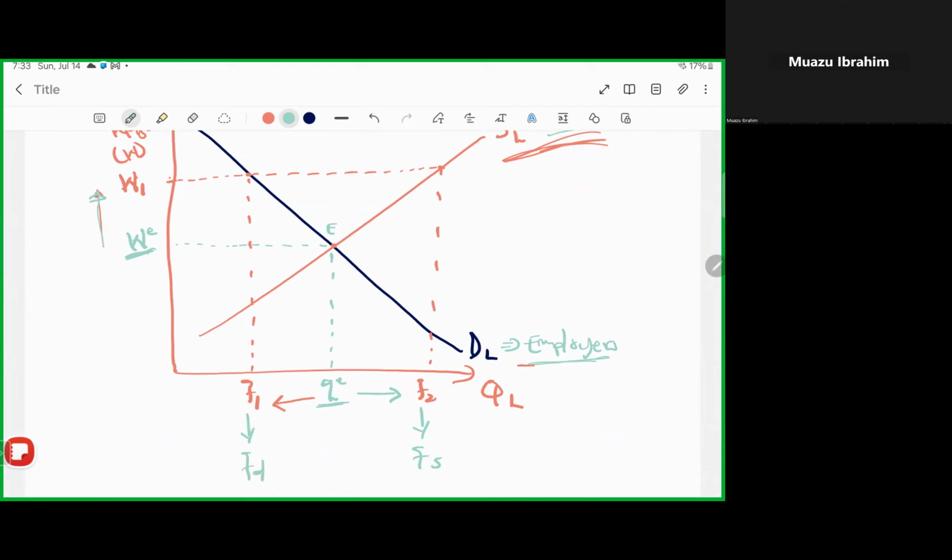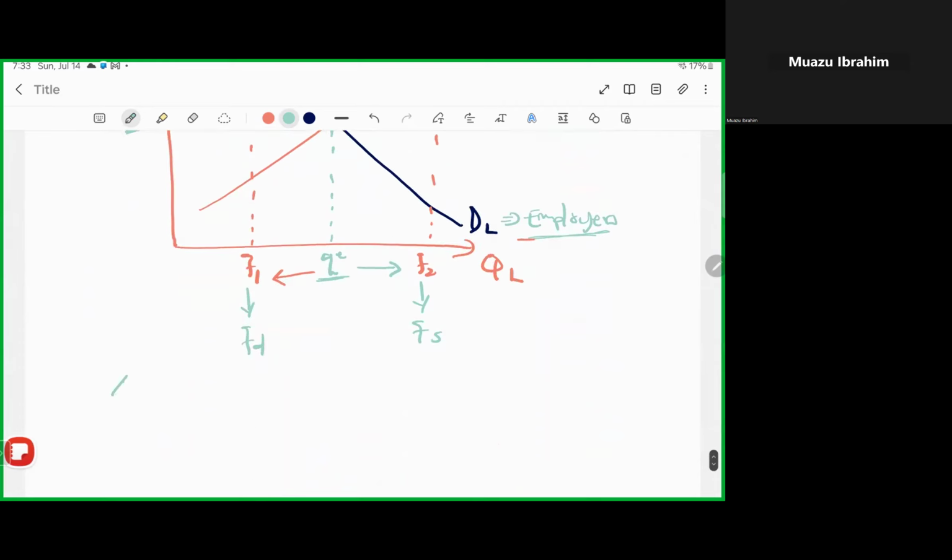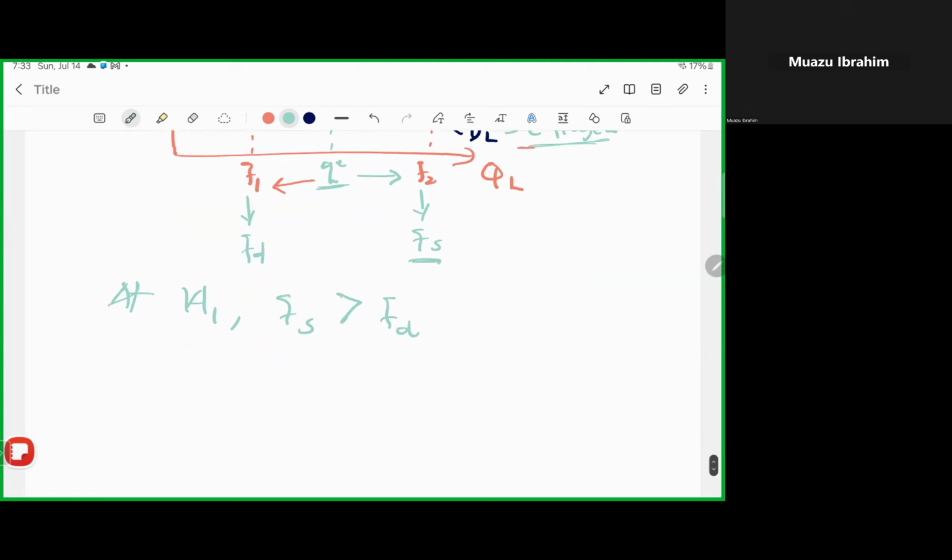So you will see that at W1, which is the minimum wage, the amount that is supplied is more than the amount that is being demanded. So there's going to be excess supply. And that excess supply, like we say, is a surplus supply of labor. In this particular case, there is going to be unemployment.